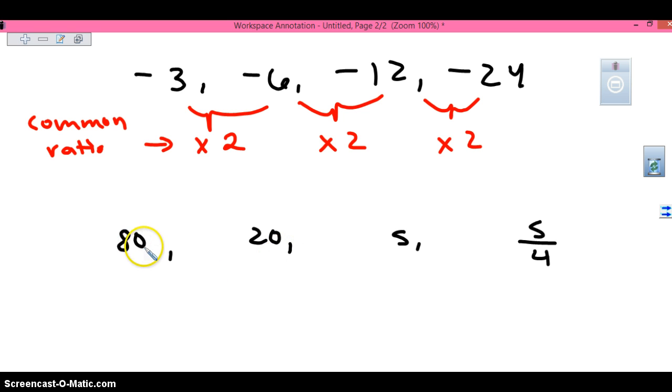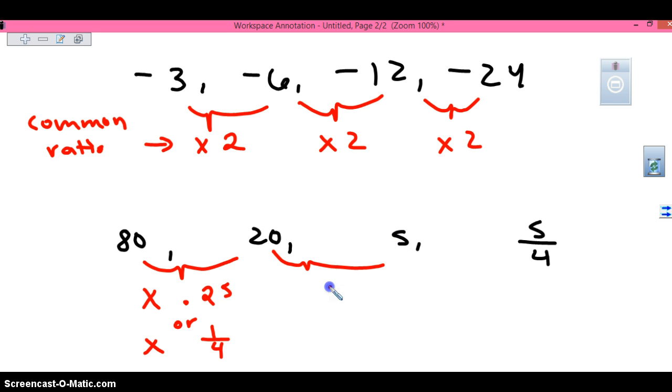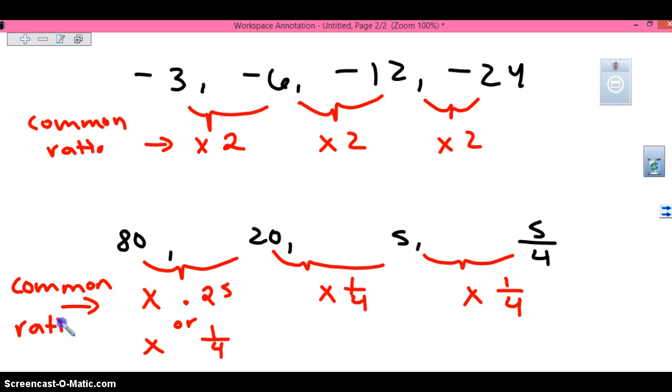If I multiply 80 times 0.5, I get 40. Not quite. 0.25, okay? So we can say we have to multiply times 0.25, or that we have to multiply by 1/4. 80 times 1/4 is 20. Is that correct? What about 20 times 1/4? Is that 5? And is 5 times 1/4 5 over 4? So the common ratio would be what? 0.25 or 1/4.